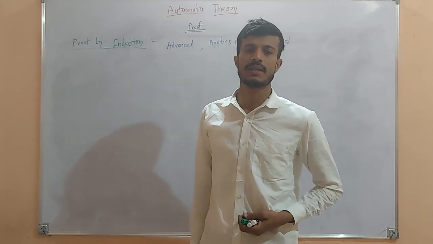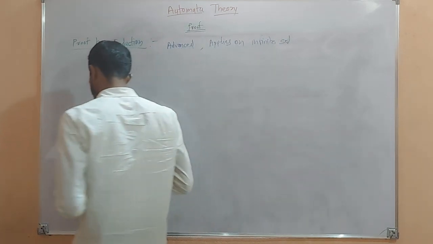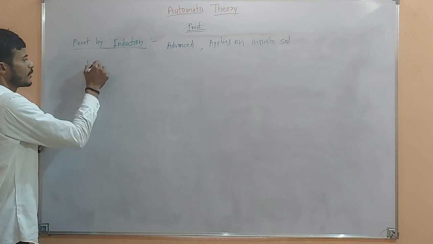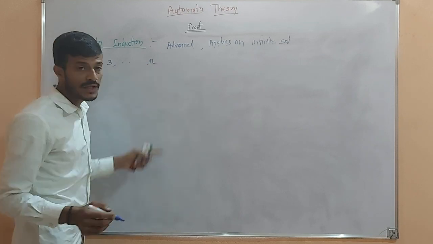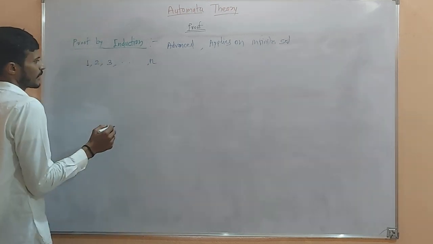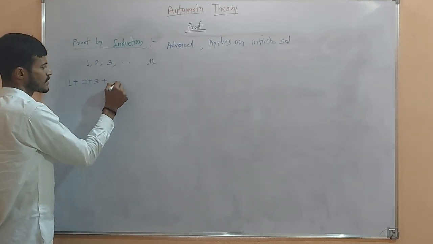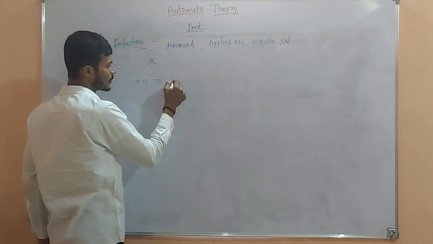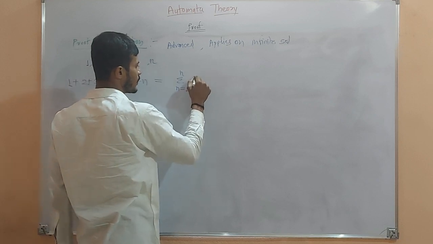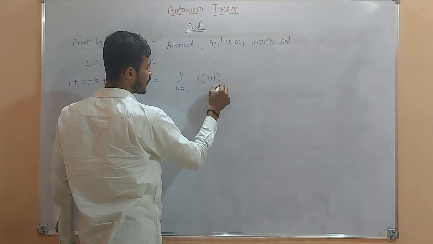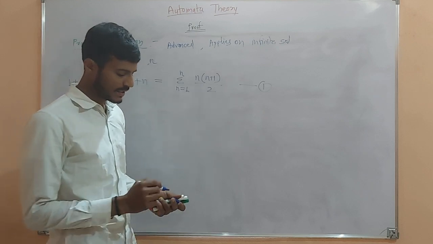So let us take one example, summation of natural numbers. Let us consider 1, 2, 3 up to n. We have taken the first n natural numbers, and what will be the formula for that? 1 plus 2 plus 3 plus up to n will be equal to summation i from 1 to n, which is n(n+1)/2. That we have to prove by using the induction method.